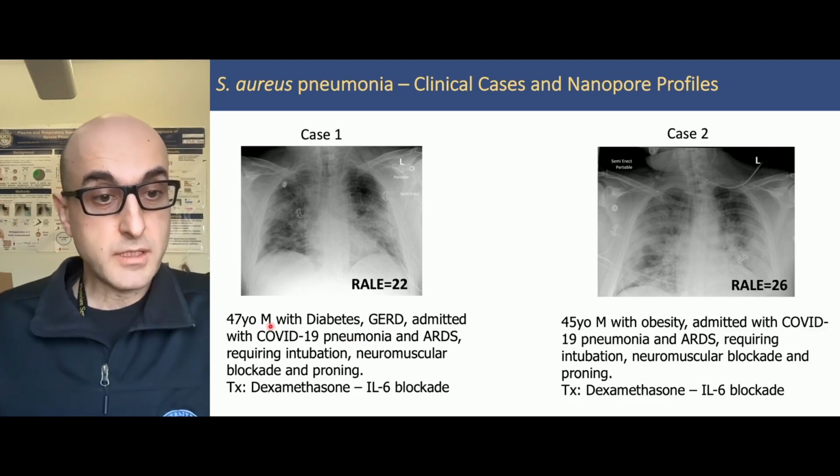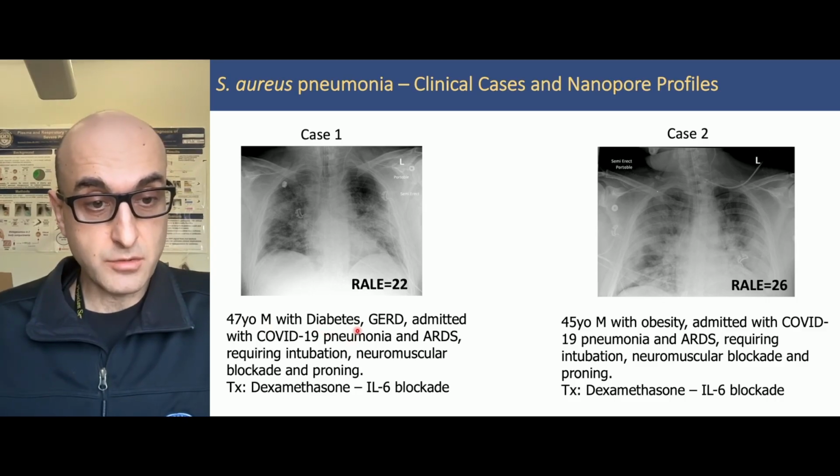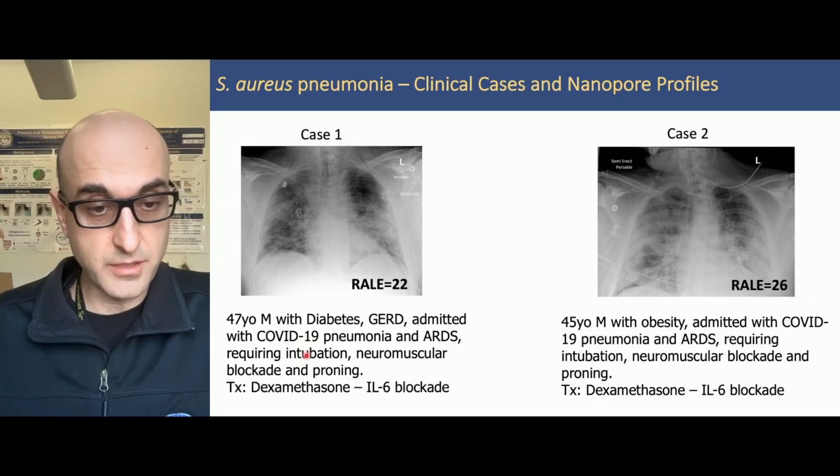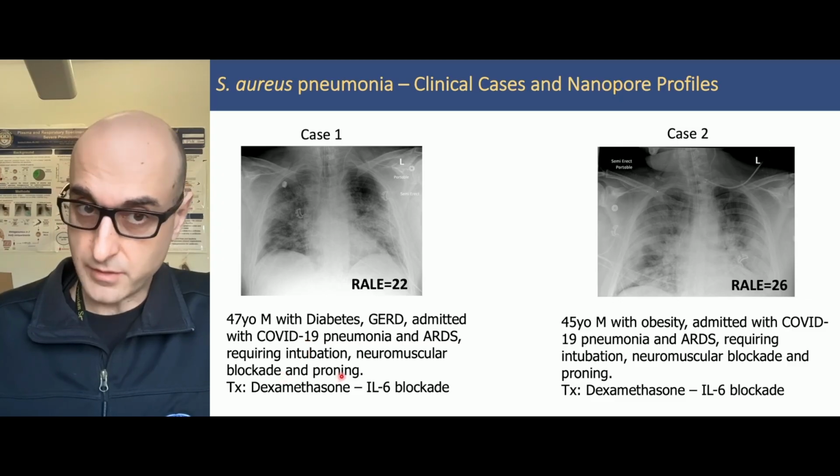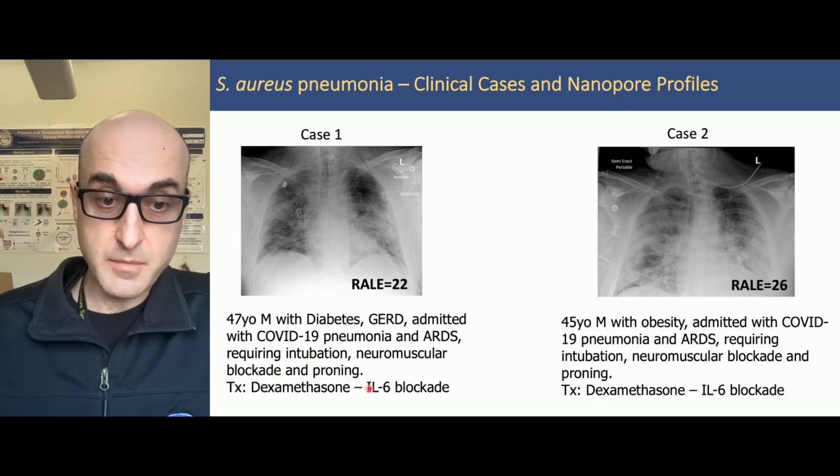So case one is a 47-year-old man with diabetes and GERD, who was admitted with COVID-19 pneumonia and ARDS, requiring intubation, neuromuscular blockade, and proning. Very sick patient. He received dexamethasone and IL-6 blockade, as was appropriate for COVID-19 pneumonia.